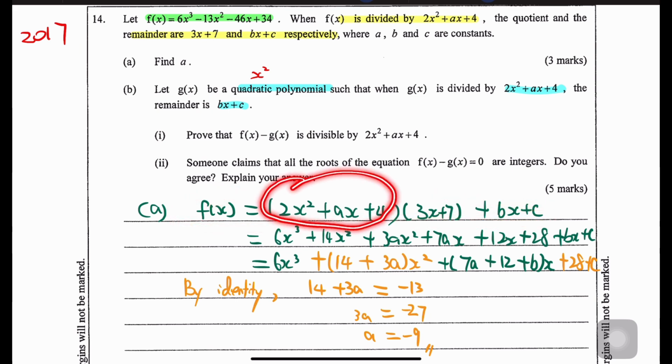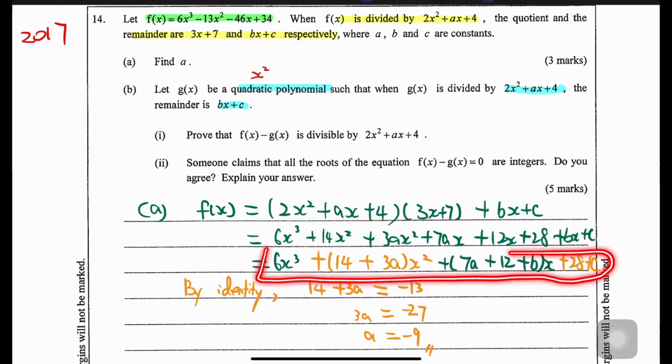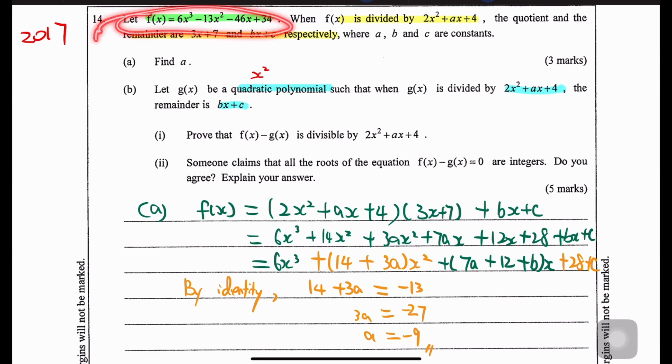So this one, dividend times quotient plus remainder, is the division algorithm. Okay, so we break the bracket and then group it with the like terms. Now by identity, because we have the original polynomial in general form, we compare the coefficients. The coefficients should be the same for identity. So 14 plus 3a should be equal to negative 13. Okay, we solve for a by that, and we finish the a part.